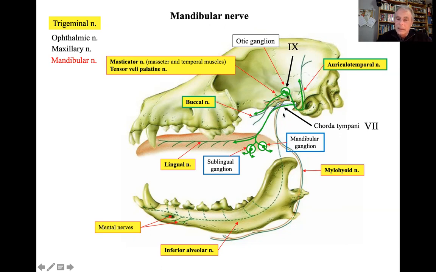Okay. The rest will be the ones that we are going to dissect now. So we'll dissect the masticatory, the auriculotemporal, the lingual, the inferior alveolar nerve, the mylohyoid, etc. And as you see, fibers from the chorda tympani, facial nerve, are also sensory for taste, for the rostral two thirds of the tongue. And to do so, they run with the lingual nerve. And the lingual nerve is sensory but somatic, not visceral.